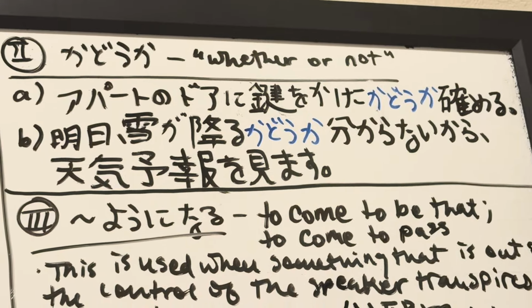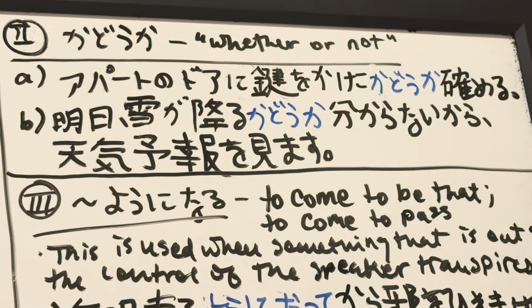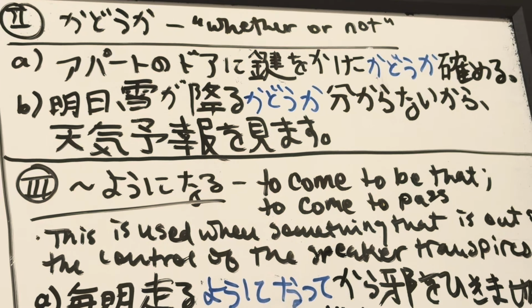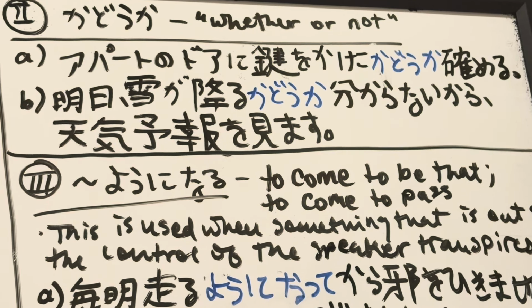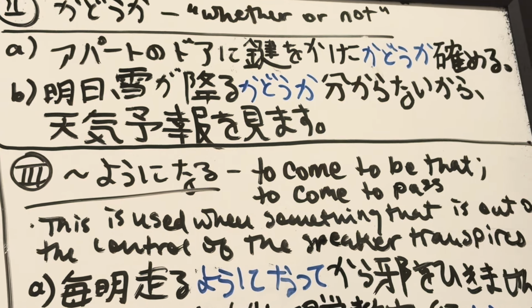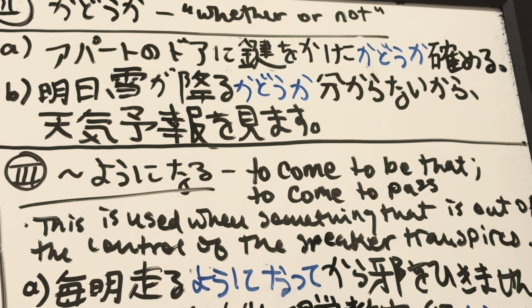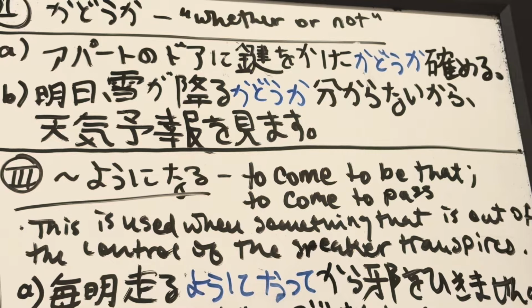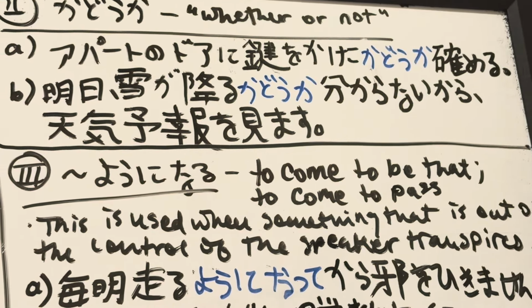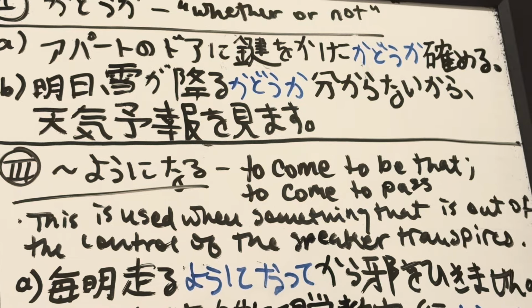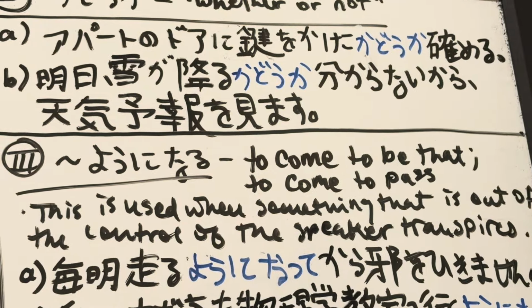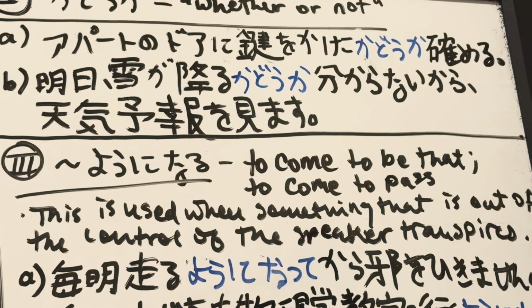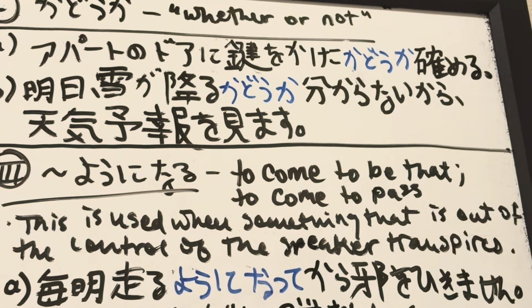So for the first example sentence, I have apato no doa ni kagi o kaketa ka dou ka tashikameru. So apato no doa, my apartment door. And then we use the phrase ni kagi o kakeru. Kagi o kakeru means to lock. So when we apply ni onto doa with that predicate kagi o kakeru, we're saying I lock the apartment door. So kagi o kaketa, I locked. So apato no doa ni kagi o kaketa, I locked the apartment door. And then we have ka dou ka, so whether or not.